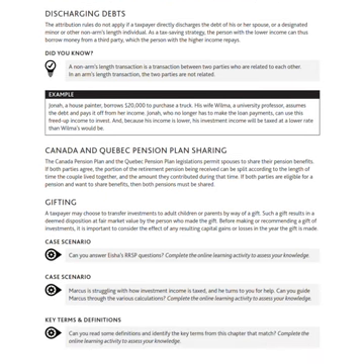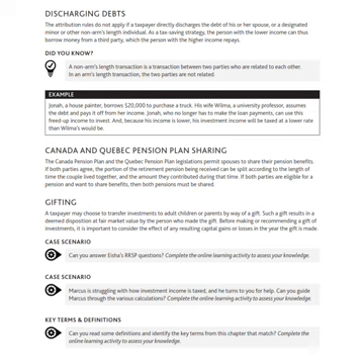Discharging debts. The attribution rules do not apply if a taxpayer directly discharges the debt of his or her spouse or a designated minor, or other non-arm's length individuals. As a tax-saving strategy, the person with the lower income can thus borrow money from a third party, which the person with the higher income repays.